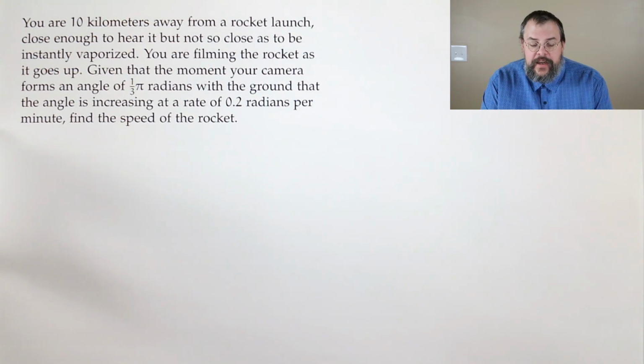You are filming the rocket as it goes up. Now, given that the moment your camera forms an angle of pi thirds radians with the ground, the angle is increasing at a rate of 0.2 radians per minute, find the speed of the rocket.